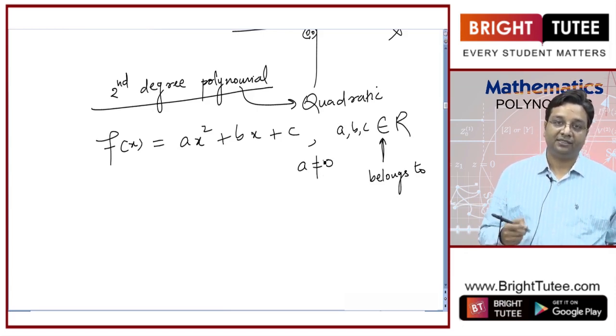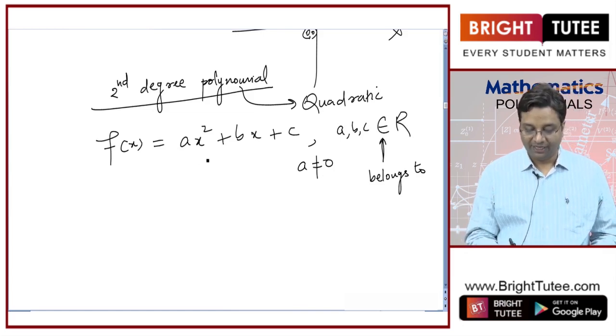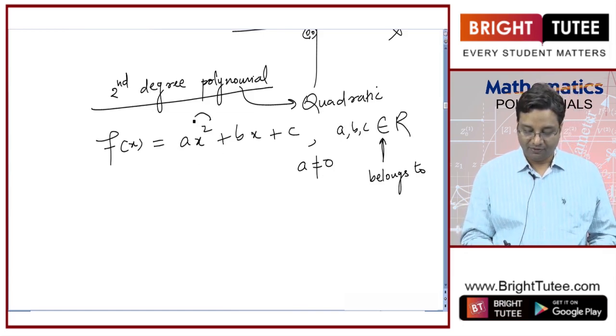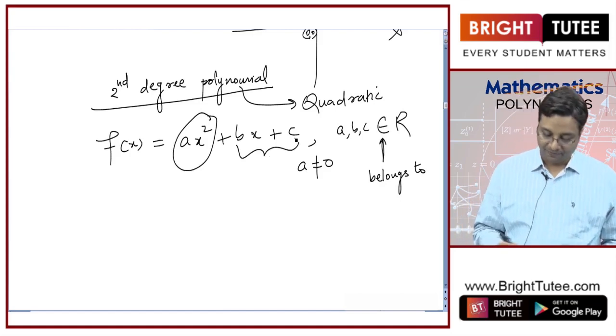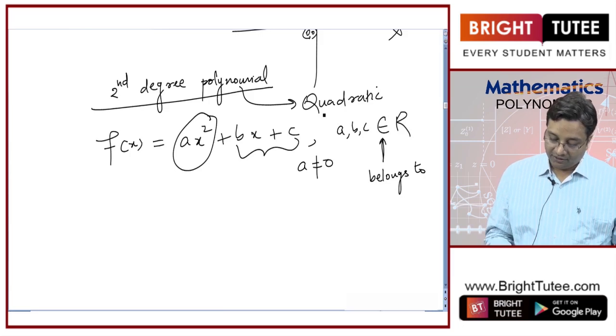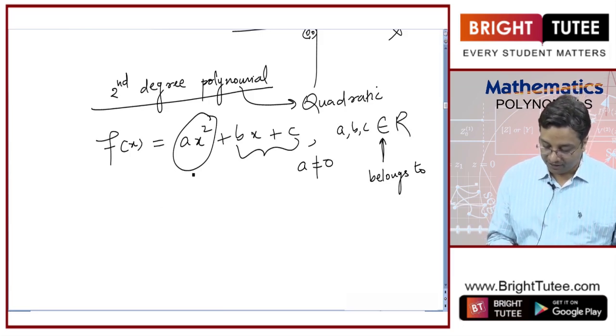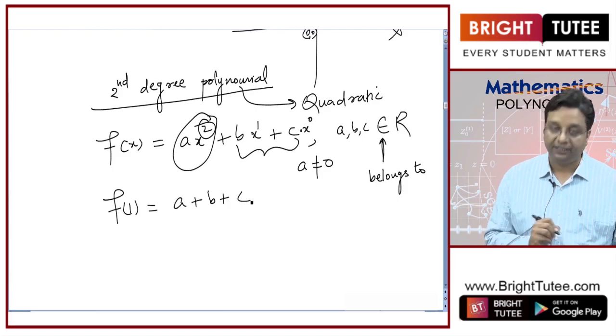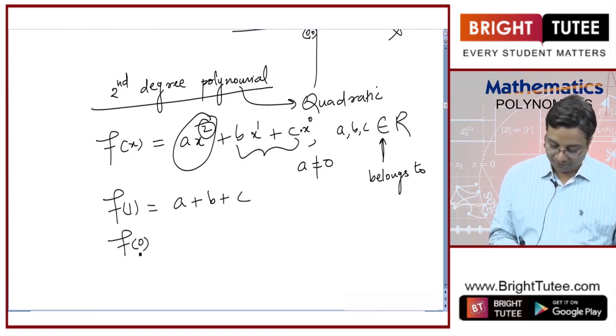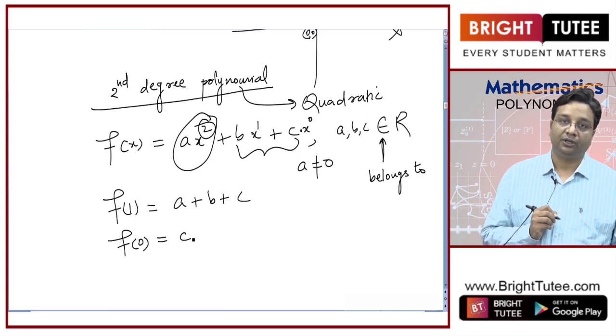What will happen if a is equal to 0? It will not remain a quadratic polynomial, right? This term will vanish, and it will be left with only linear terms. So to write a second degree polynomial in standard form, I have written the expression in descending order of powers of x. So what is f of 1 here? It is a plus b plus c. What is f of 0? It is equal to c only.